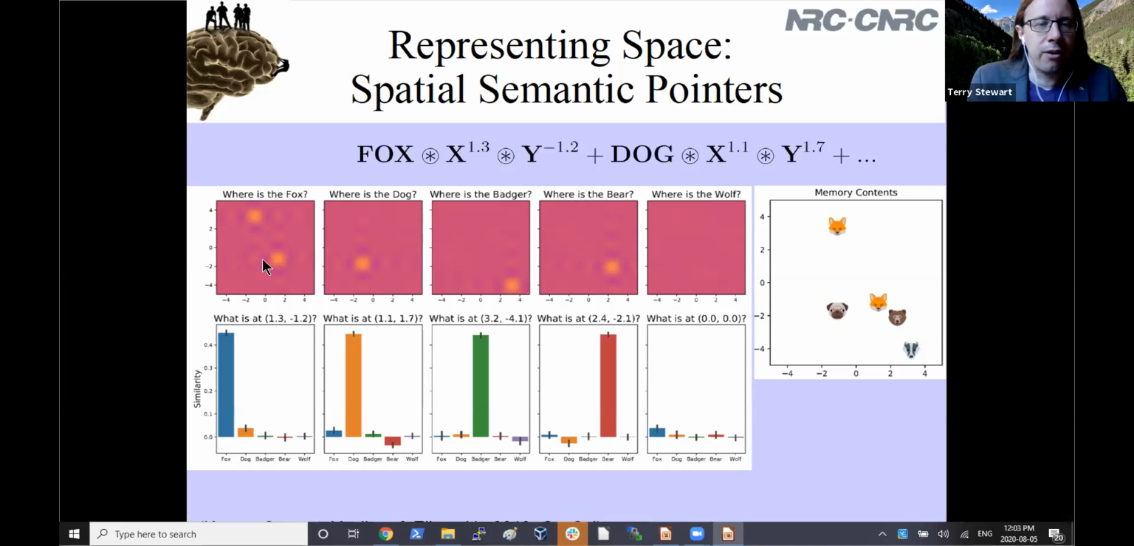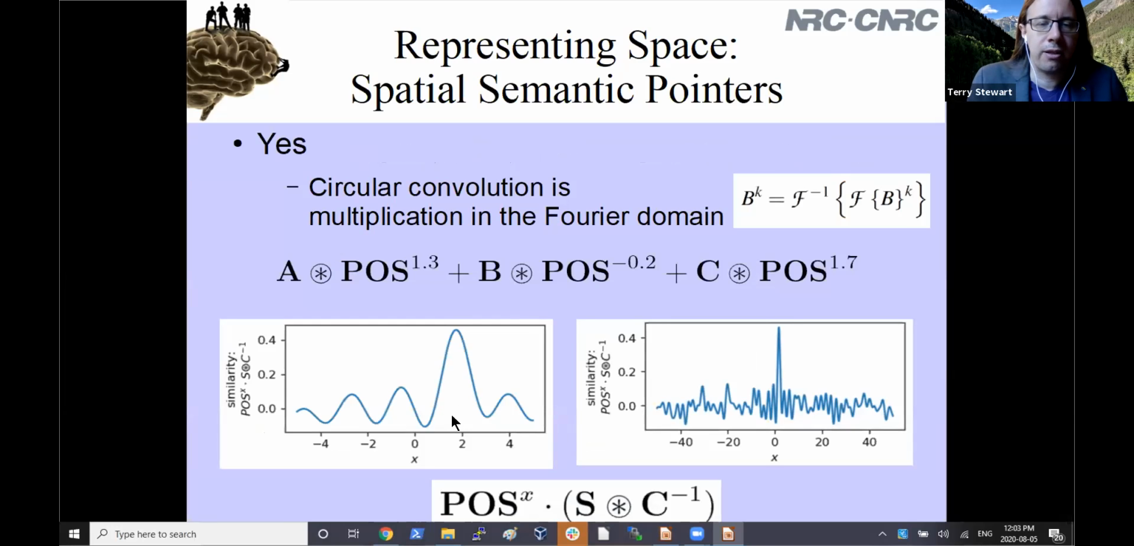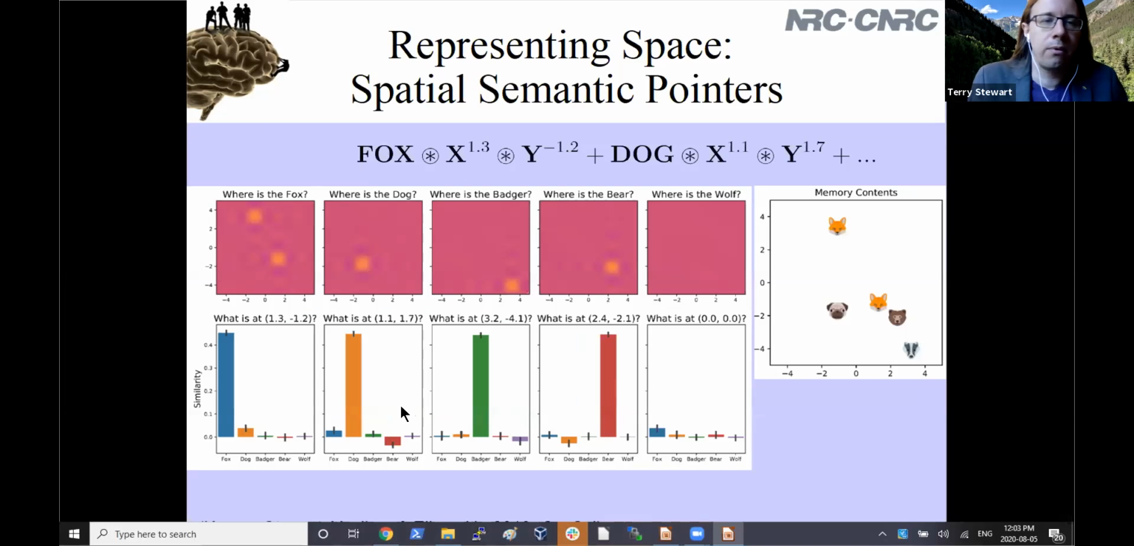And these plots here that I'm now showing are the same as these plots, but two-dimensional. So there's a vector for each individual point in the space, and I'm just showing the similarity between the result and each of those points in space. Okay.